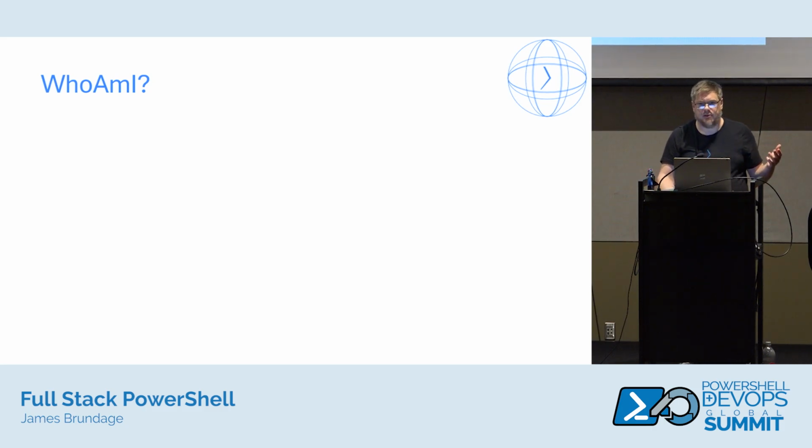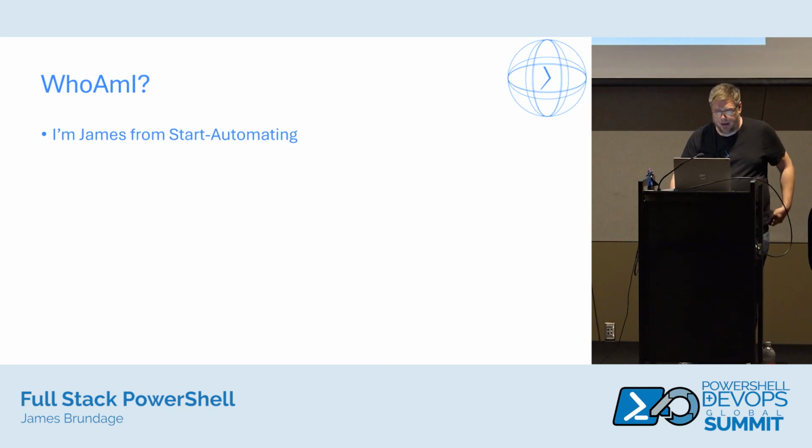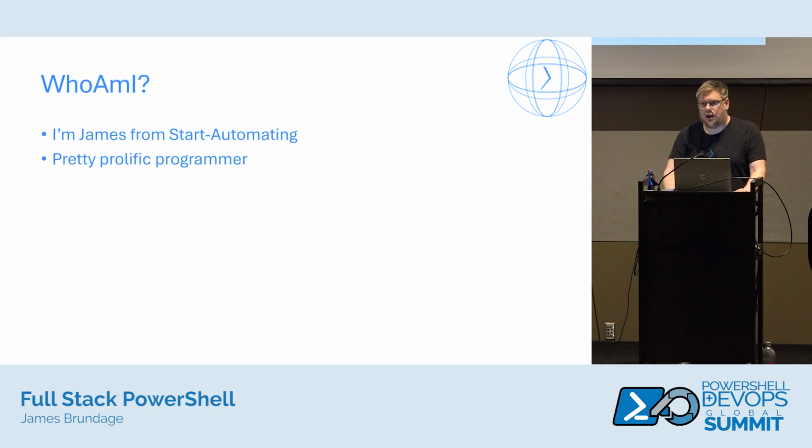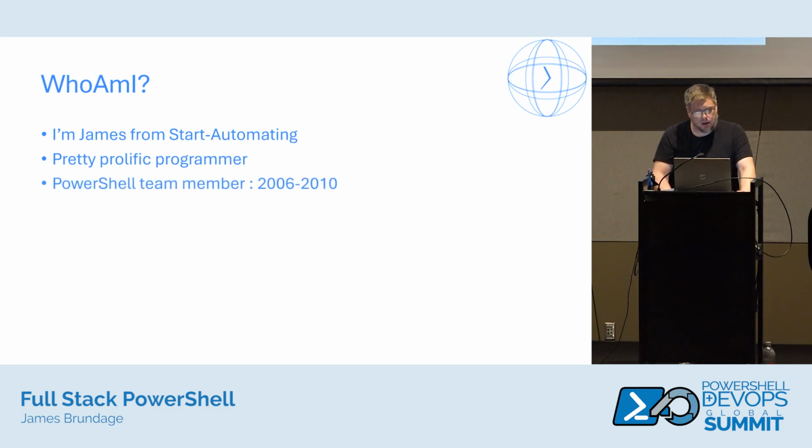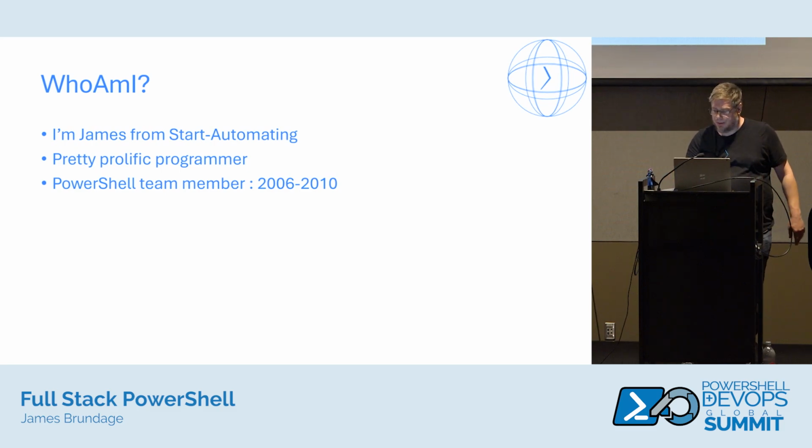Second, I think you've all seen some variation of this slide before. Who am I? I'm James from Start Automating, or James Brundage if you want a full name. Pretty prolific programmer. I mean, I lost count several million lines of code ago. Been doing this for a while. In fact, I was a PowerShell team member between 2006 and 2010, which, you know, nice high watermark in life, I guess. That was PowerShell v2 and v3. That basically was the formative era for the language when it really took shape.